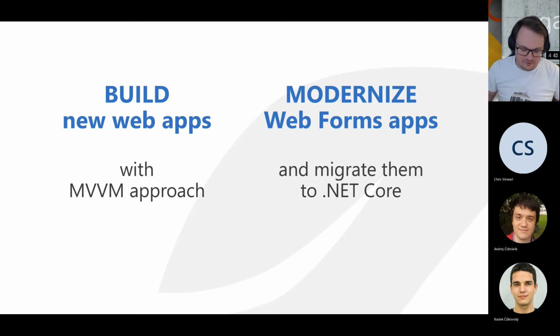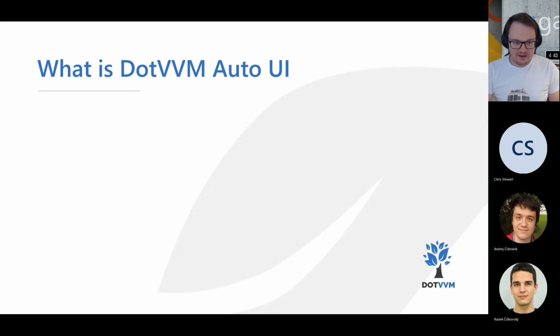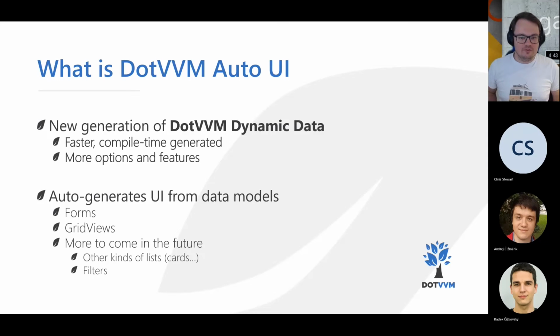So you can spend a couple of weeks or maybe months rewriting the ASPX pages into DotVVM, and the projects will still be working. And after that, you can migrate it to .NET Core or .NET 6 or whatever is the newest version of .NET. So today I will be showing some demos of DotVVM Auto UI, which was previously called DotVVM Dynamic Data. And basically, it's a library which can auto-generate user interface from your data model.